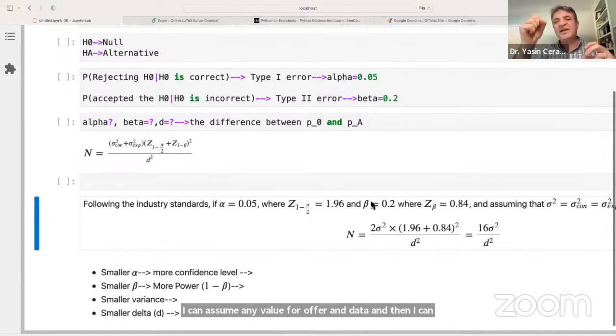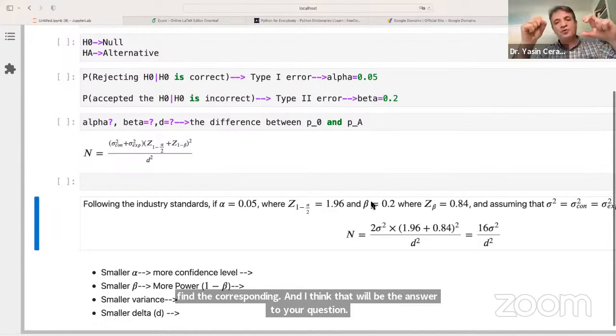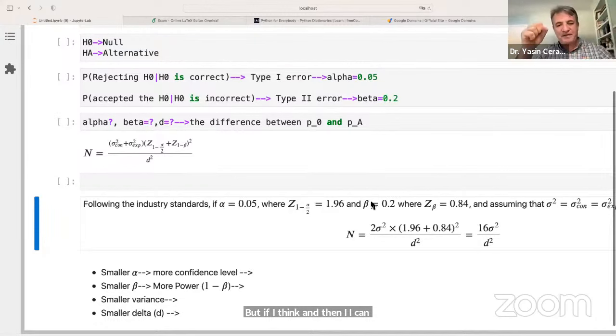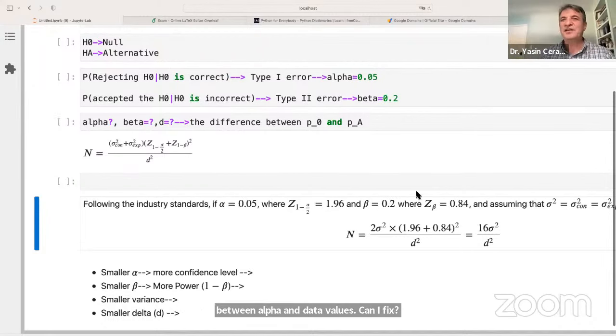But if I fix n, then I can observe the trade-off between alpha and beta values. I think that will be the answer to your question, because there is no other way. So when I fix n, if I increase this value, this one is going to decrease, right? So there is a trade-off. But without fixing n, you can assume any value for these. Okay, so let me continue. That was a good question.